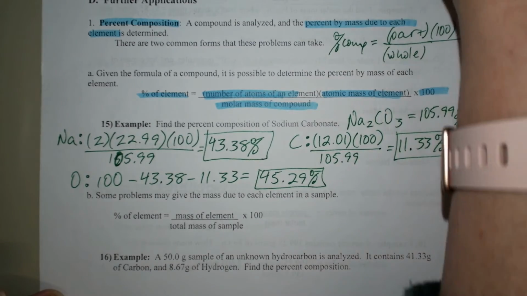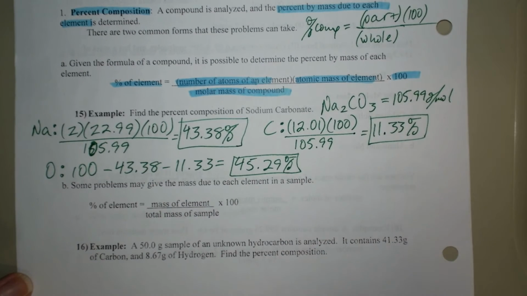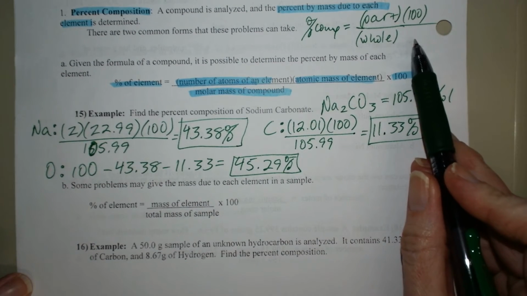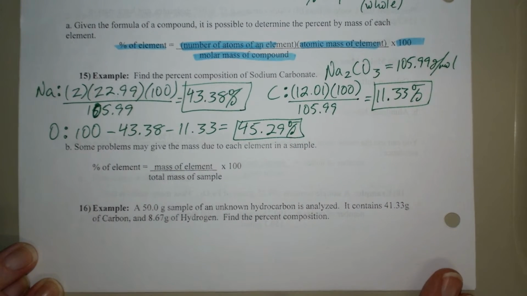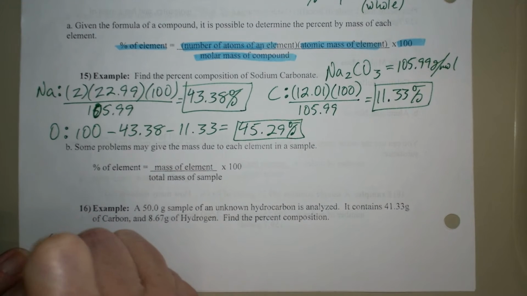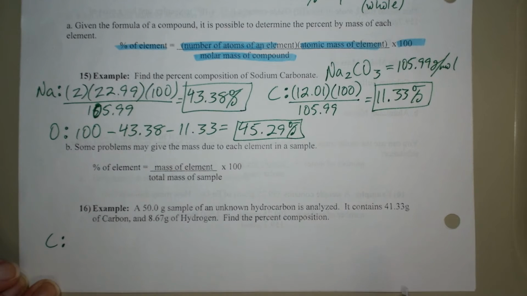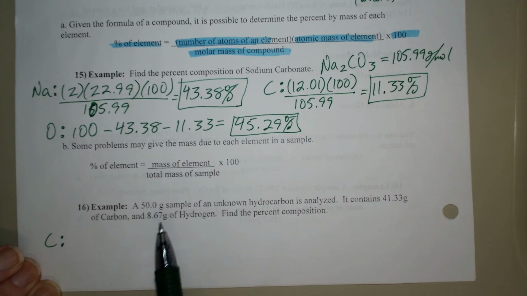Okay? So let's look at example 16. It's still the same format. It's still the same thing that we were doing, the part over the whole times 100. All right, so you have some unknown hydrocarbon. You have 50 grams of it total, and it has 41.33 grams of carbon, and the rest of it is hydrogen, and we want the percent comp. All right, so first we're going to do carbon. It only has carbon and hydrogen in it because that's all they mention, okay? And I also know that because 41.33 plus 8.67 equals 50. 50 is the whole thing.